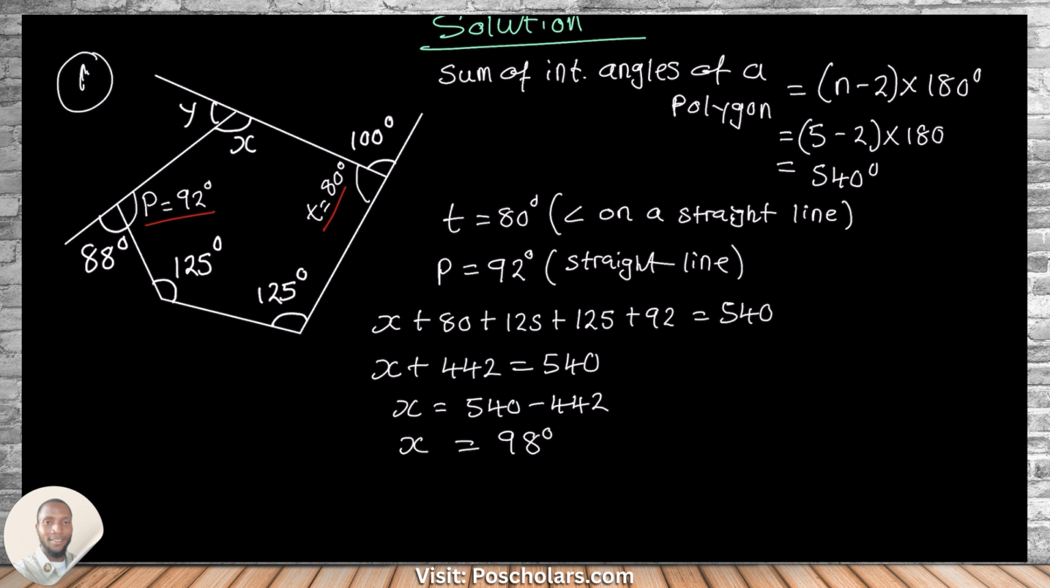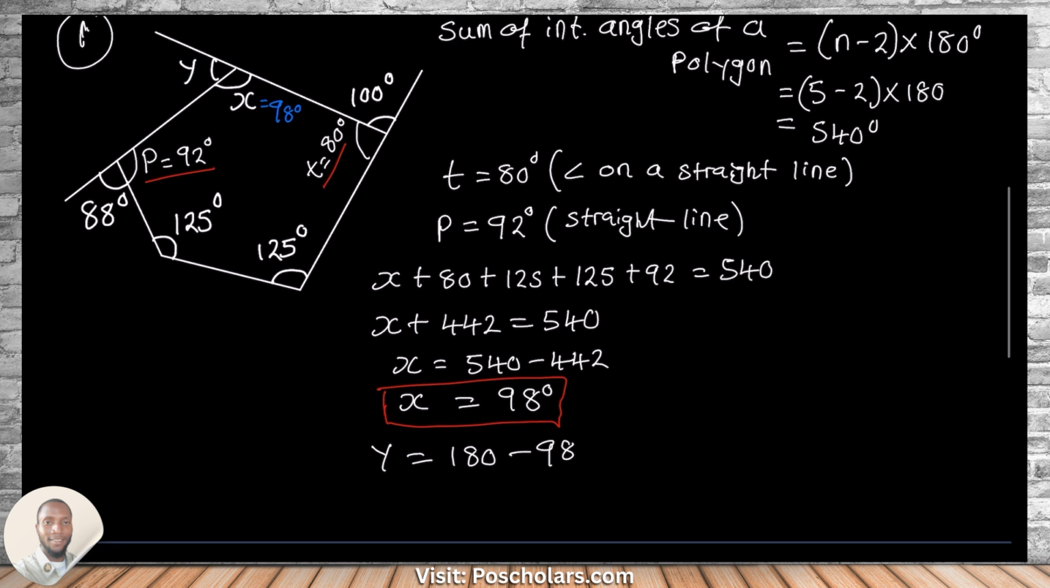You can see we have gotten the value of X without any issue. Next, we are to find the value of Y. This shouldn't pose any challenge because this is a straight line and the sum of angle on a straight line is what? 180. So now we have gotten X to be 98 degree, right? So Y is now equal to 180 minus this 98, right? And when you do the subtraction, Y is definitely equal to 180 minus 98, which gives 82 degree. So we have gotten the value of X and the value of Y.